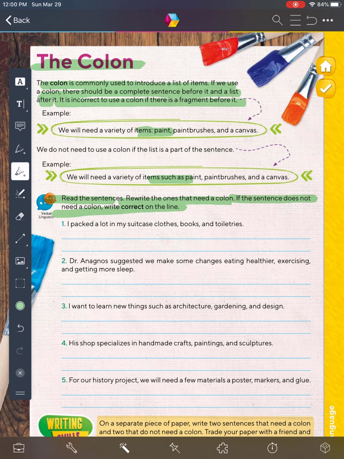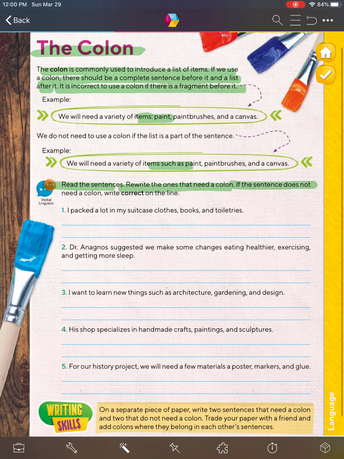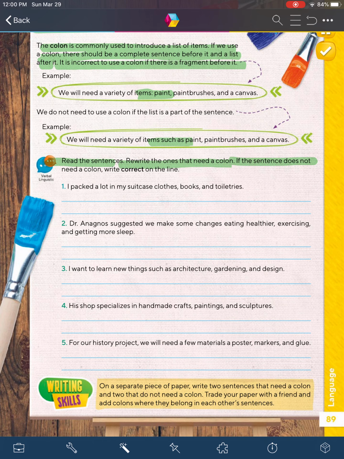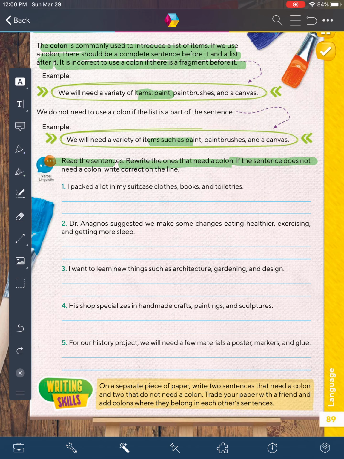Number 4. His shop specializes in handmade crafts, painting, and sculptures. Number 5. For our history project, we will need a few materials: a poster, markers, and glue. Okay? So based on the rules, you have to decide if the sentences are correct or if they are missing a colon. And to finish this page, you have to complete the following exercise.